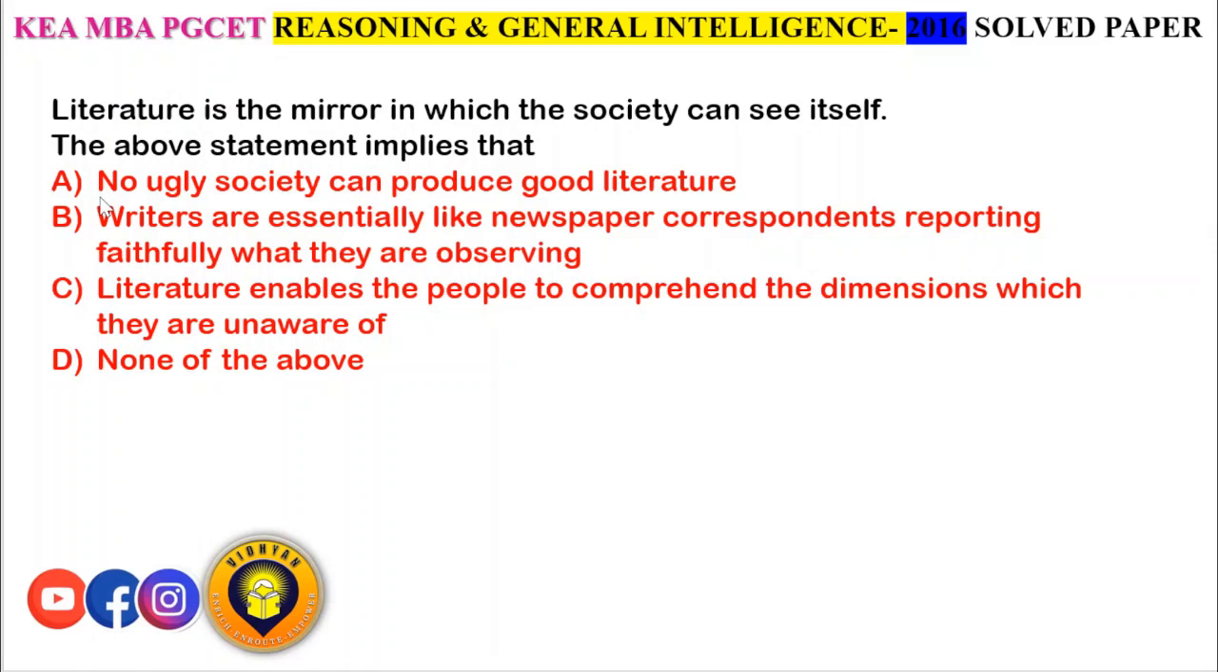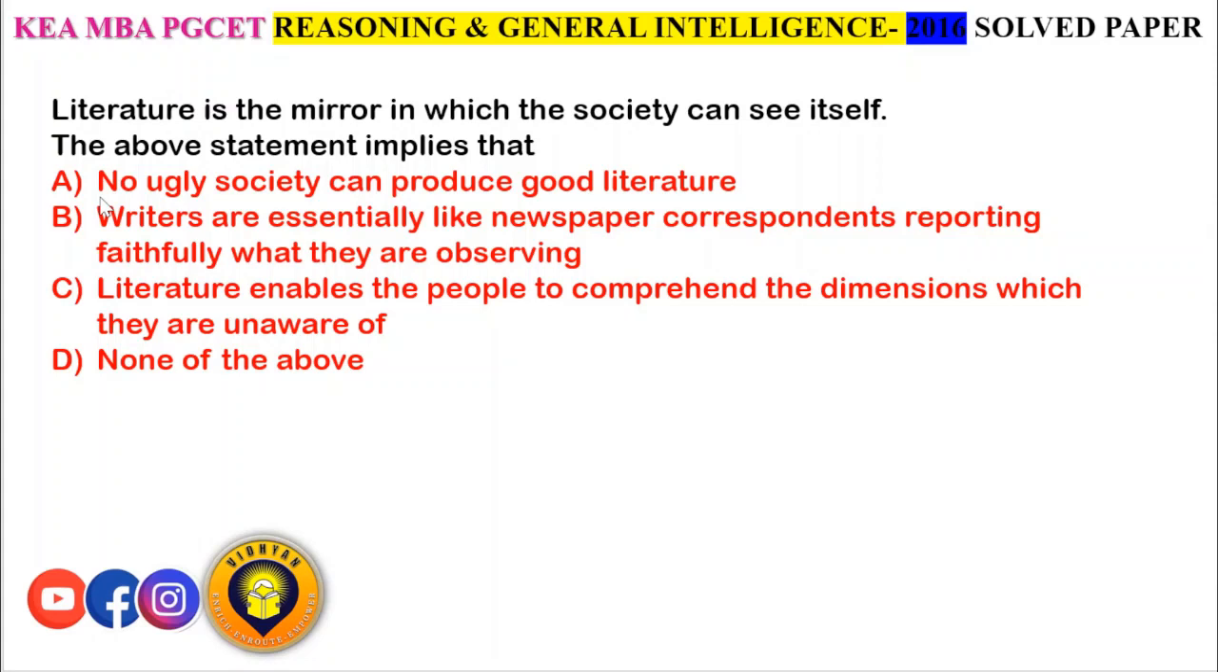Literature is the mirror in which the society can see itself. The above statement implies what? Mirror means it gives the reflection. So literature is the mirror in which the society can see itself. That means if any problems or any good things are happening in the society, that can be easily reflected in the literature. So the literature reflects what it is in the society.